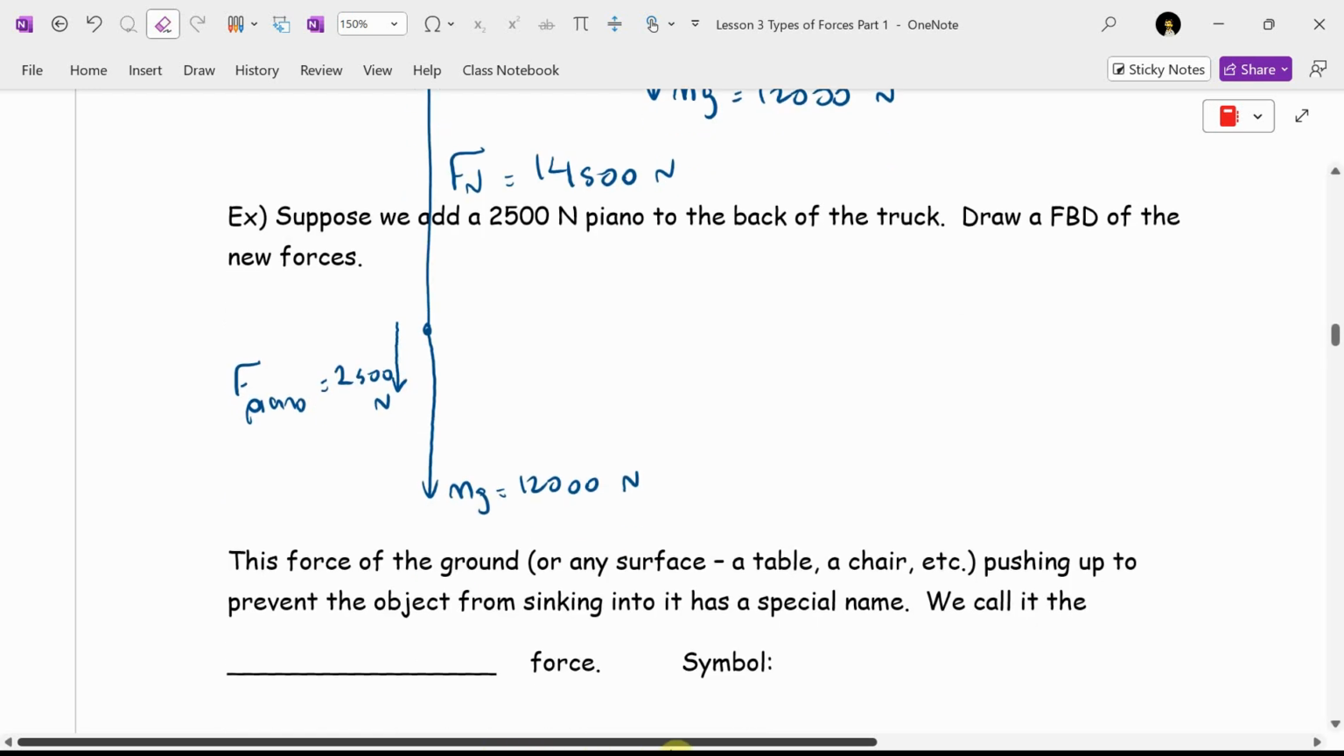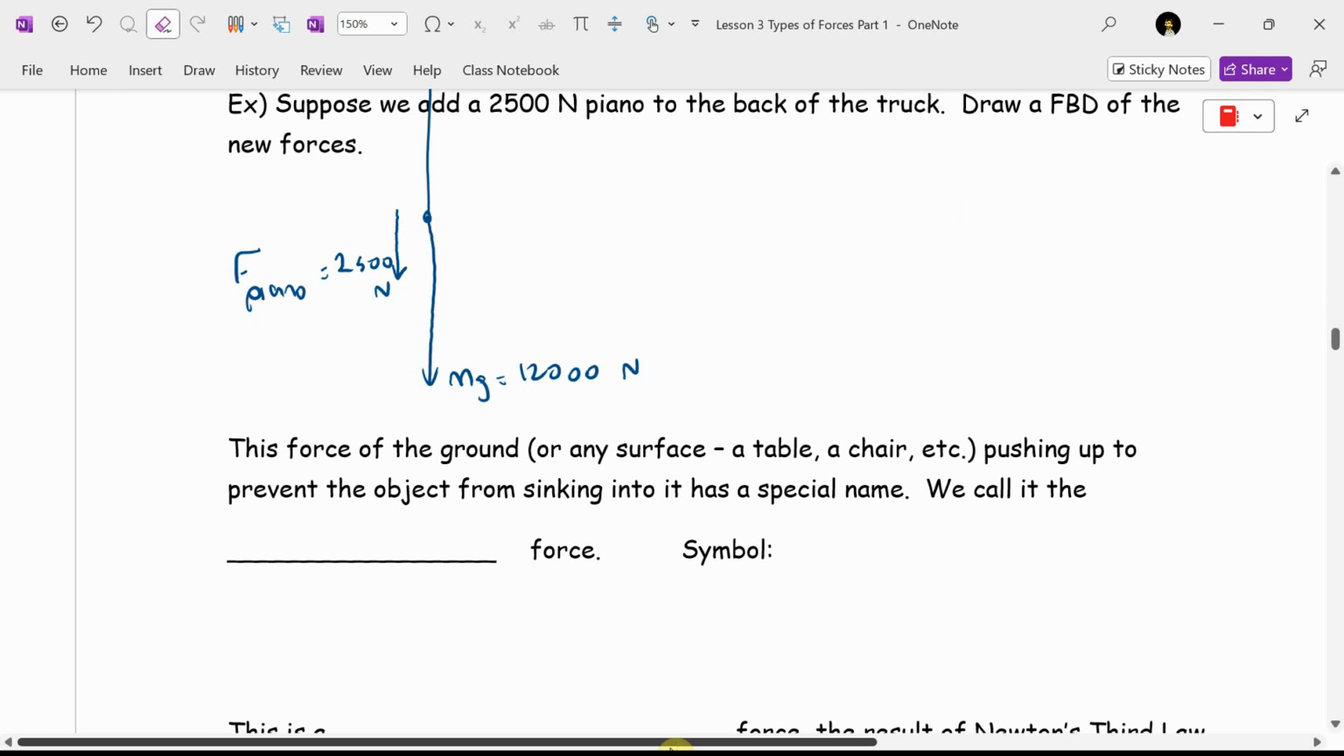The force of the ground, or any surface, a table, a chair, etc., pushing up to prevent an object from sinking into it has a special name. We call it the normal force, symbol Fn.